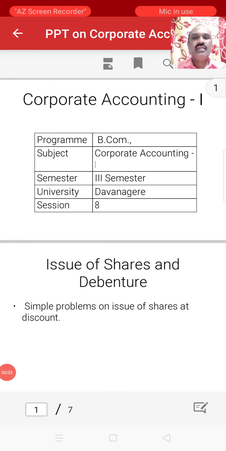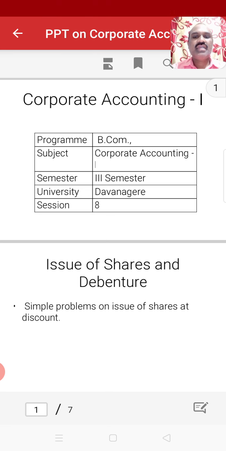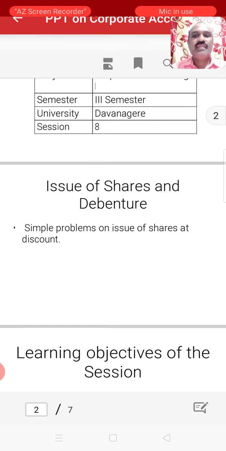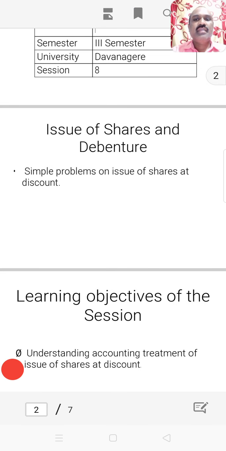Welcome to the 8th session of the module Issue of Shares and Debentures in the subject of Corporate Accounting 1. In the previous session, we discussed issue of shares at par and issue of shares at premium. But in this particular session, we are going to discuss simple problems on issue of shares at discount. How accounting treatments are made at the time of issue of shares at less than the original price.